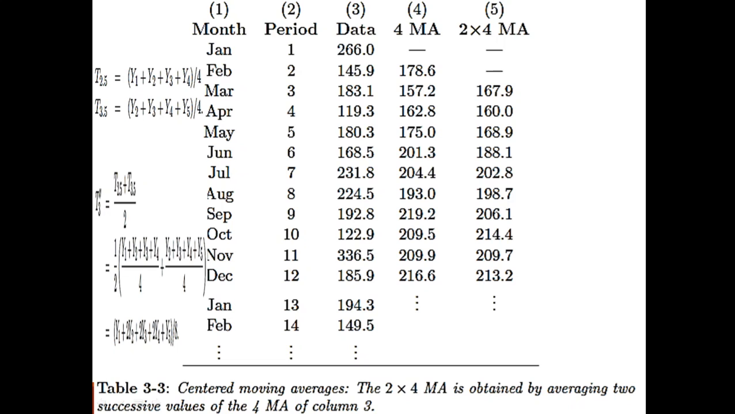The 167.9 in the 5th column can be obtained by adding 178.6 plus 157.2 over 2, and 160, which is the second value of the fifth column, can be obtained by adding these two values, 157.2 plus 162.8 over 2, and so on, to reach the end of the table.